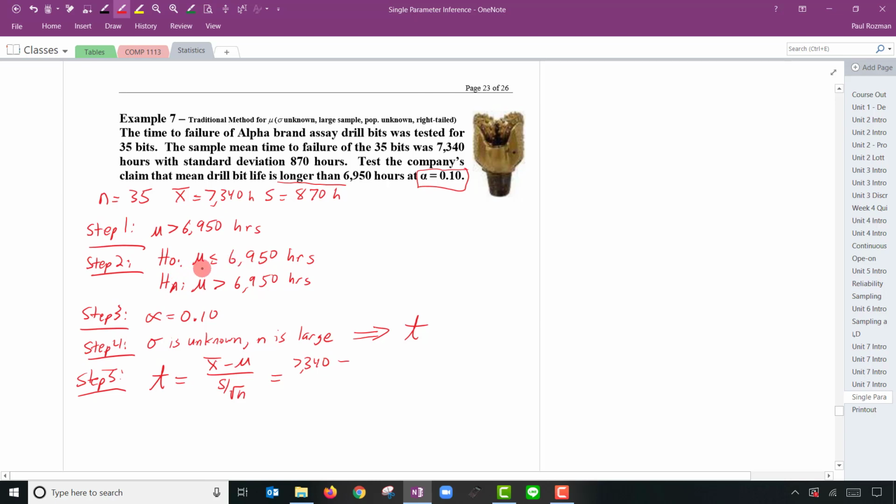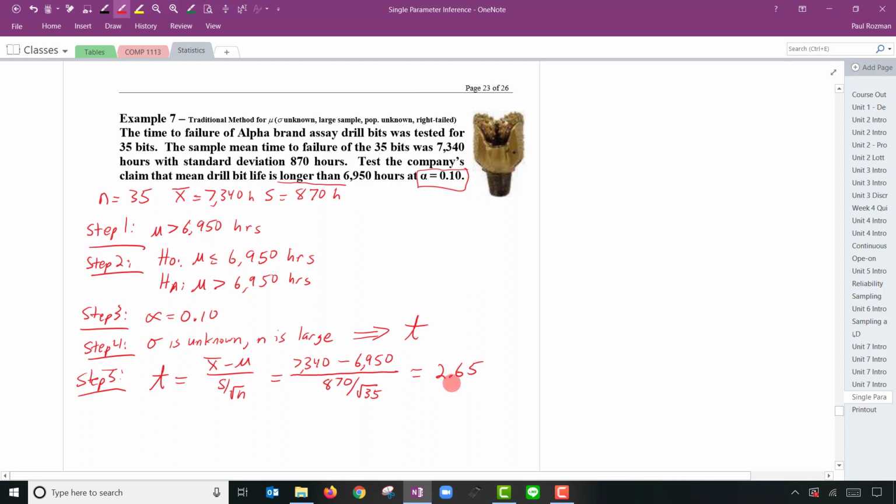Now, we're assuming that the mean could be 6950 or less, but the closest call between the null hypothesis and the alternative will be when it is 6950. So let's use that. And if it works for 6950, it will work for anything smaller than 6950. Our s is 870 hours, and we did a sample of 35. Calculate this t-score, and I get 2.65.